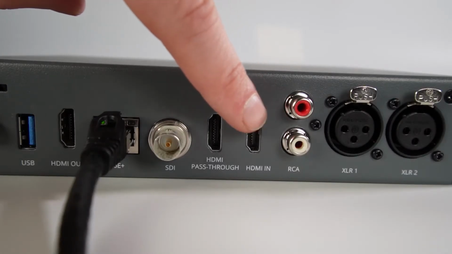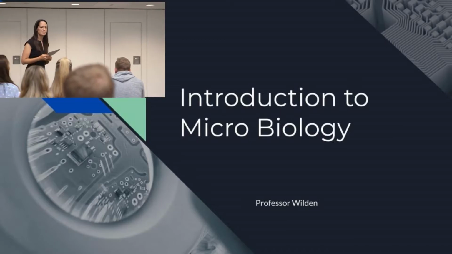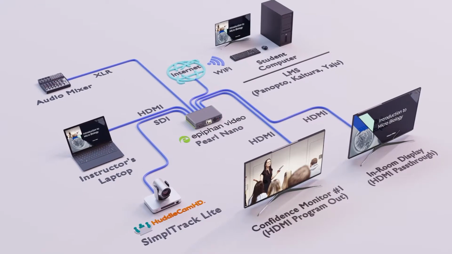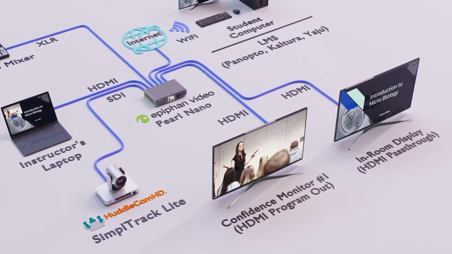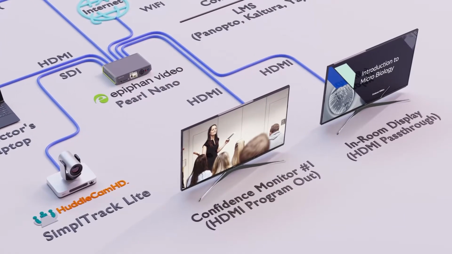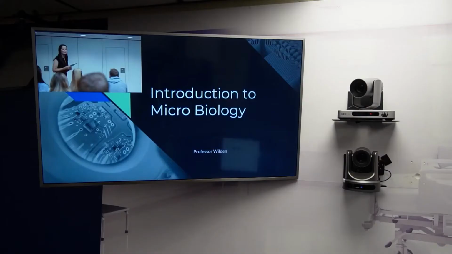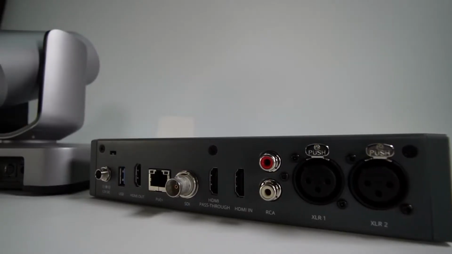Pearl Nano is then able to create a picture-in-picture layout for lectures being captured and sent to the learning management system. Pearl Nano is also able to output an HDMI video feed to power a local confidence monitor for the instructor to view during presentations. And with its HDMI pass-through, the system can display a presentation or other video on another in-room monitor with zero latency.